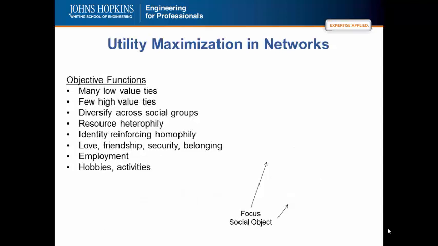Well, the constraint has an interesting effect. It means that people are going to maximize the utility in their network. Now, the objective functions that they may use for that utility might vary. It might be somebody wants to have quite a few low-value ties, or maybe they want to concentrate on a few high-value ties. Some decide to diversify across social groups. Instead of being fully invested in one organization that they're highly committed to, they might have membership in multiple social groups.